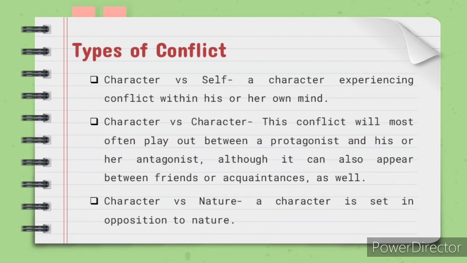Character versus character. This conflict will most often play out between a protagonist and his or her antagonist, although it can also appear between friends or acquaintances as well. Next is character versus nature. A character is set in opposition to nature. This can mean the weather, the wilderness, or a natural disaster.